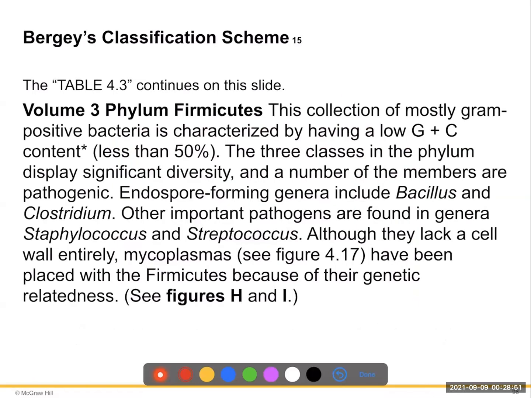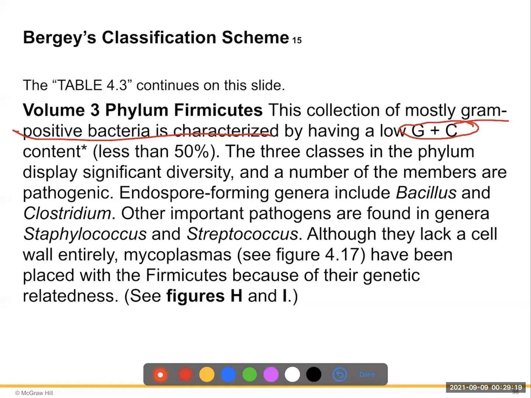Firmicutes, mostly gram-positive bacteria. This one's gram-positive, the other one's gram-negative. A low G plus C content, guanine to cytosine ratio. So you do a DNA analysis, and remember, adenine bonds to thymine, cytosine bonds to guanine. So if you compare this ratio, you can tell which bacteria have similar DNA makeup by analyzing that ratio.